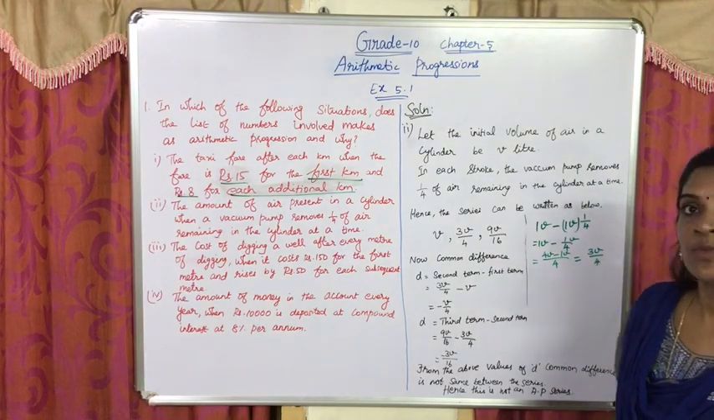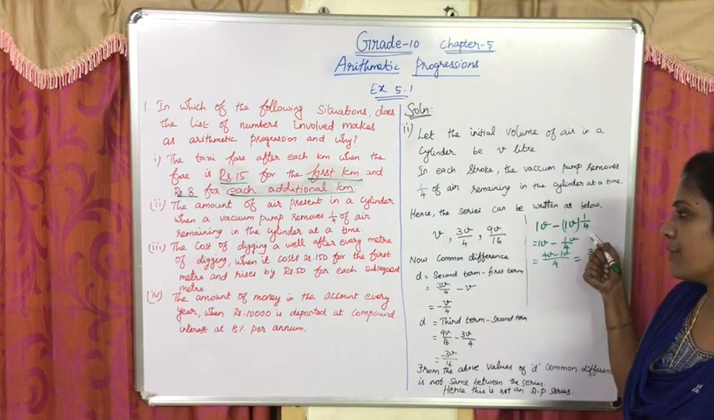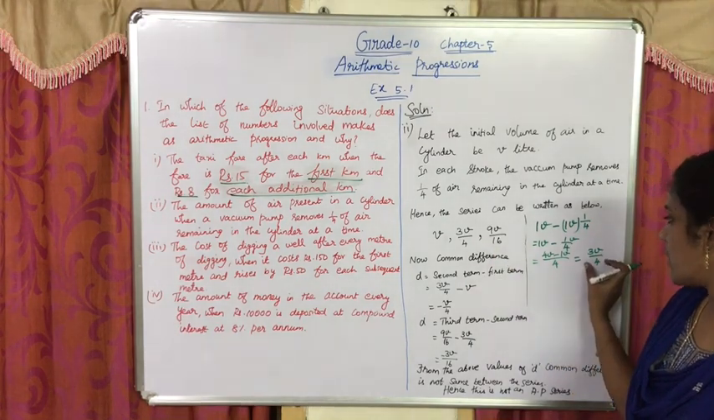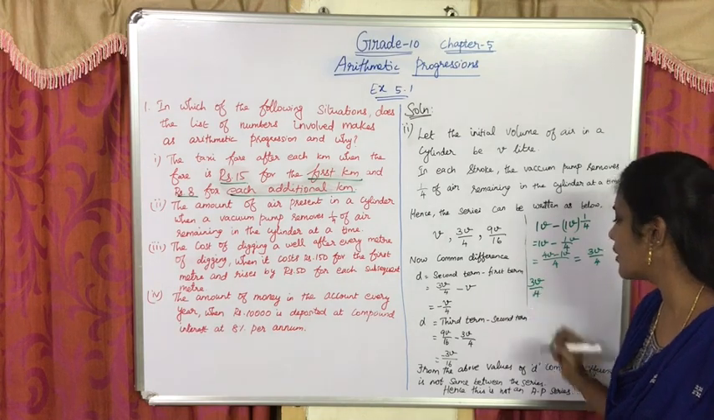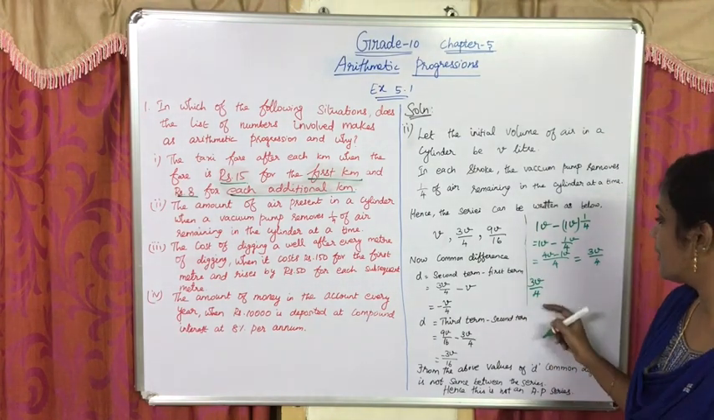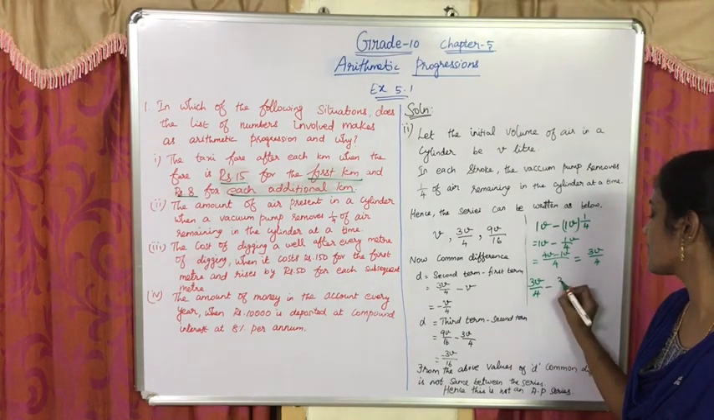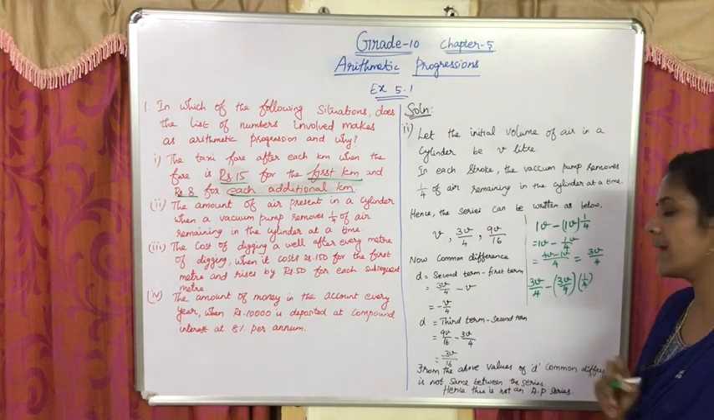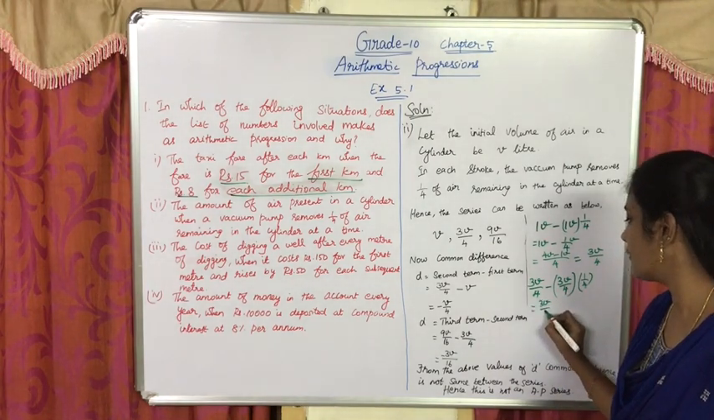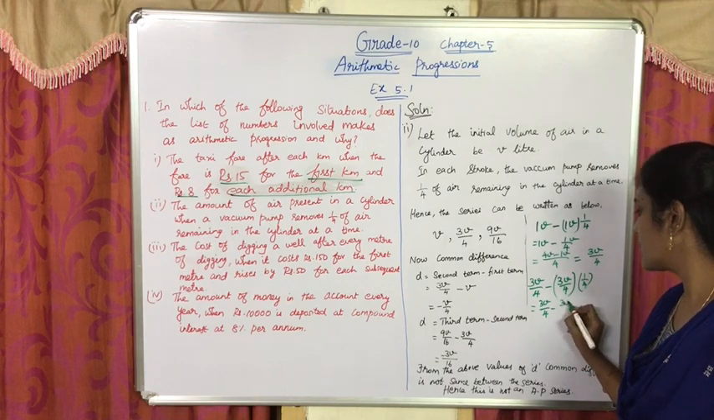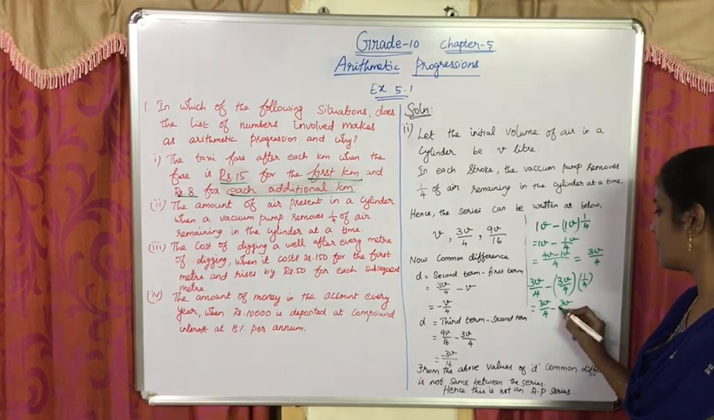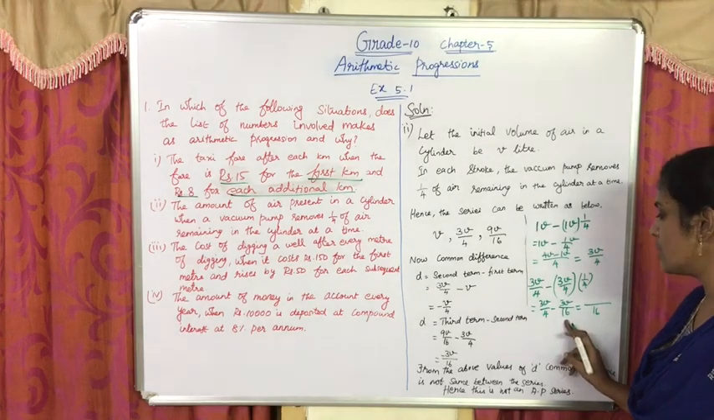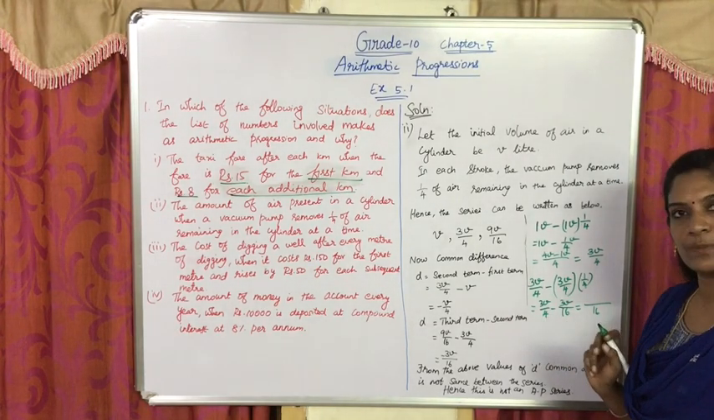So one time if I press the vacuum pump, then 1/4 of the value is released. Now in the cylinder, 3V by 4 amount of air is present. In this 3V by 4, 1/4 again is released. So 3V by 4 minus, multiplying 3V into 1 gives 3V, 4 into 4 gives 16. Now take the LCM. 4 into 4 gives 16. If I multiply in the denominator, obviously I need to multiply the numerator also.